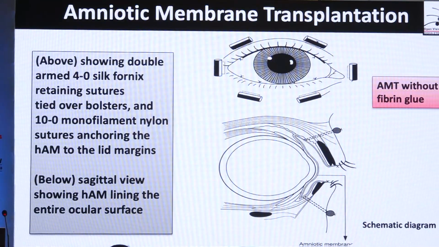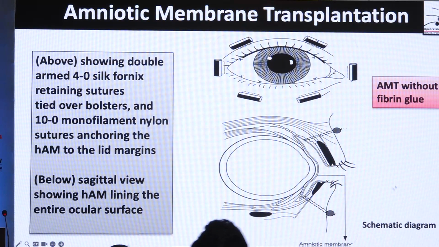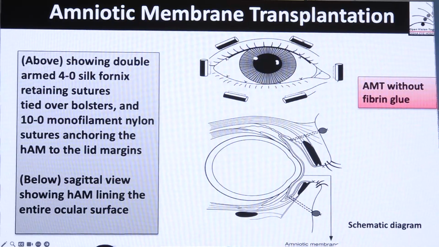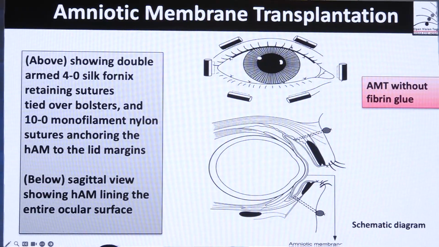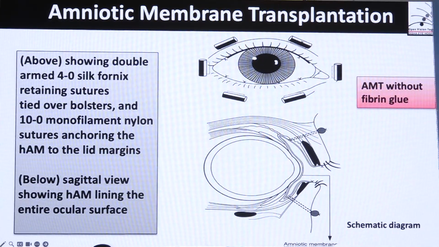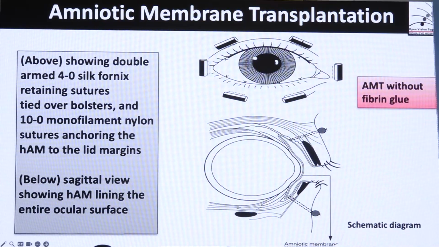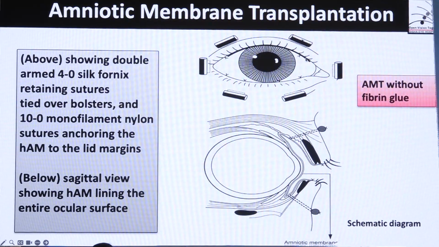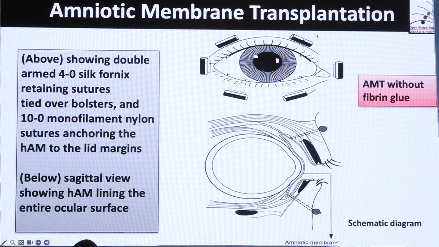If you don't have any fibrin glue, then you can use either Prolene suture or 4-0 silk sutures, which will be tied over the bolsters, and the suture should be passed from the fornix and tied over the bolsters here. So here I am putting this 4-0 silk suture. You can use Prolene suture and put it over the bolsters. And in the lid margins, you can use nylon suture. This is the schematic diagram.